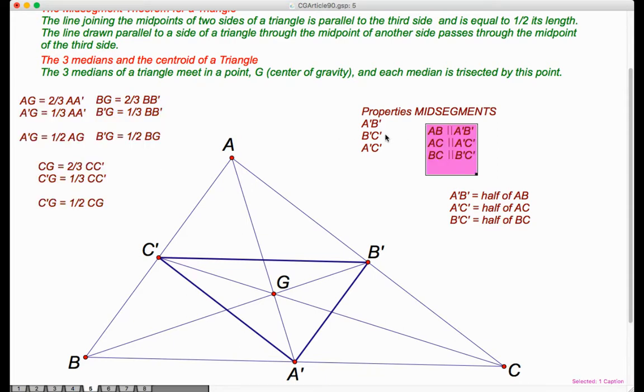And for the mid segments, the three mid segments now are A prime B prime, that's the first segment. Next is B prime C prime. And last but not the least is C prime A prime. And those are the three mid segments. Furthermore, these three mid segments are parallel to the opposite sides, meaning this is parallel to this and is also half. These two are parallel to each other, and B prime C prime is half of BC.